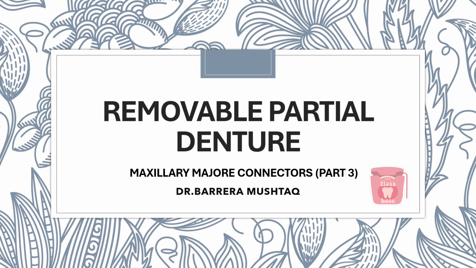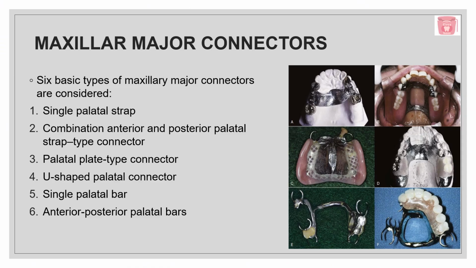We were doing our removable partial dentures, in which we were doing our maxillary major connectors. So moving on. Okay, we covered till our four types of major connectors, in which in previous lectures we studied single palatal strap, combination anterior posterior palatal strap type of connector, palatal plate type of connector, and U-shaped palatal connector.